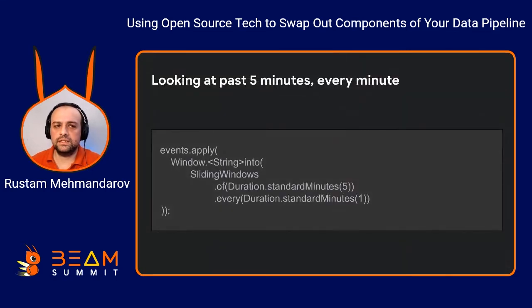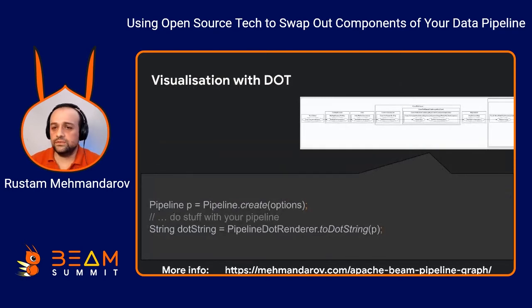It's also not too big of a magic, but I still really like how easy it is to query for things. So, for example, with windowing, you can just say, well, I want to see every past minute, every minute. You just do it like this, or you can actually visualize things with dot files, and that was quite fun.